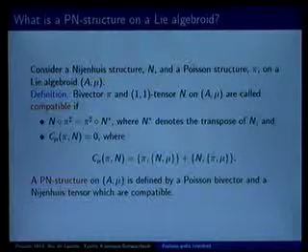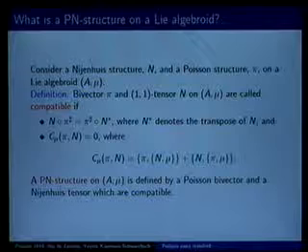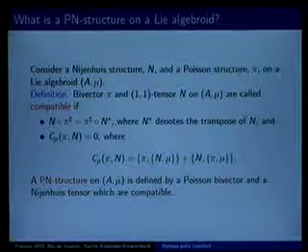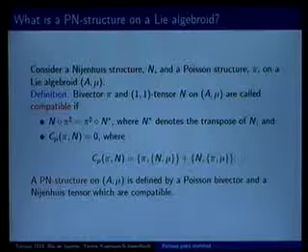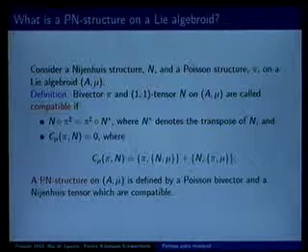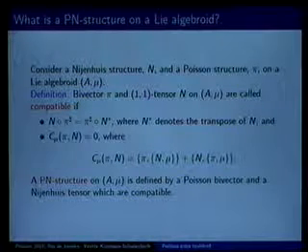Well, you start from a Nijenhuis structure and a Poisson structure on a Lie algebroid, which I denote again by A mu. But then you want the two things to be a pair, in some sense, to be compatible. So you introduce a condition. So here is the condition.